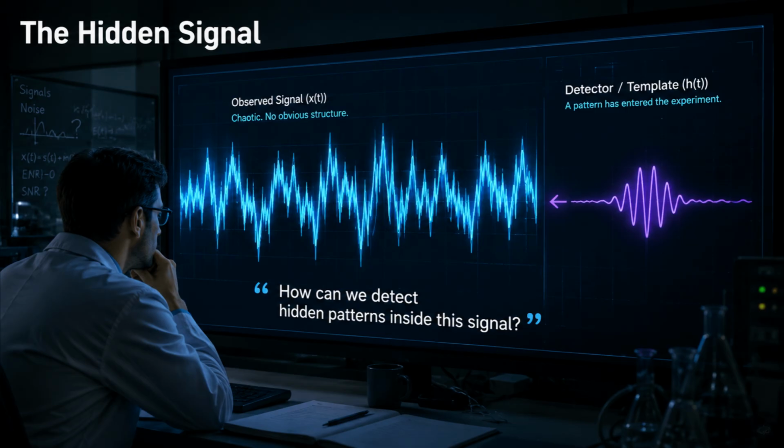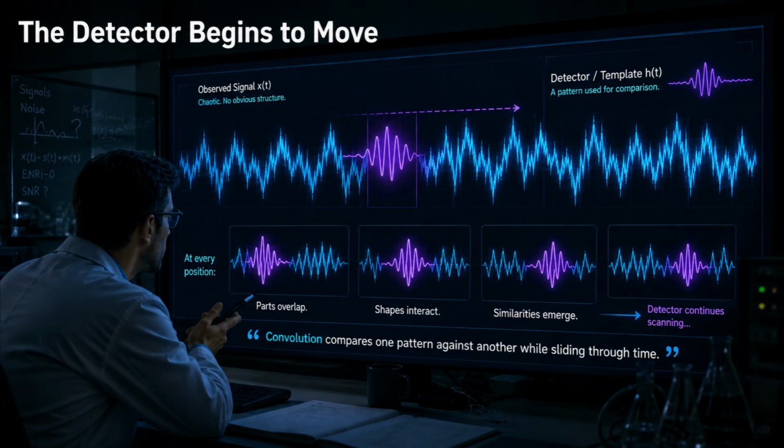The scientist asks a fundamental question. How can mathematics detect invisible structure inside complex data? A second waveform now enters the experiment. This smaller pattern acts as a detector. As it slowly slides across the signal, the computer continuously compares their shapes.